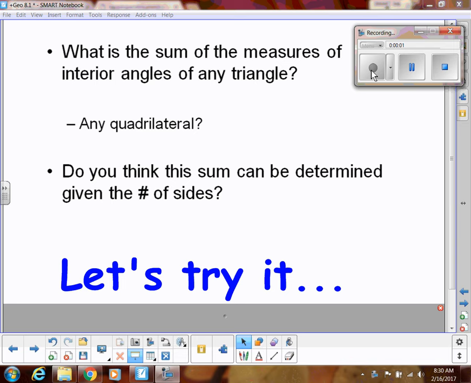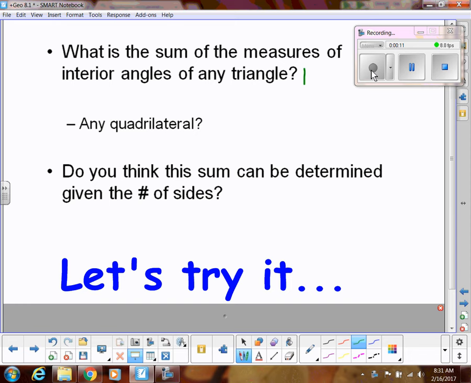So we've been talking about triangles for most of geometry, and we're going to be moving on to quadrilaterals in this next unit. And I want to start with, what is the sum of the measures of the interior angles of any triangle? And you all know that that's 180. But what would that be in any quadrilateral? And do you think that this sum can be determined given the number of sides of any polygon? So let's look at that a little bit closer for a minute.